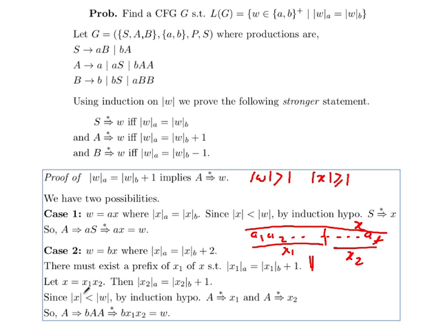Now since these two individually are smaller than this, X1 is smaller than W, X2 is smaller than W. So by our induction hypothesis, both of these should be derivable from A, right? So I can use this production first: A goes to B A A, and this A then goes to X1, this A goes to X2, and then this goes to W. Okay.